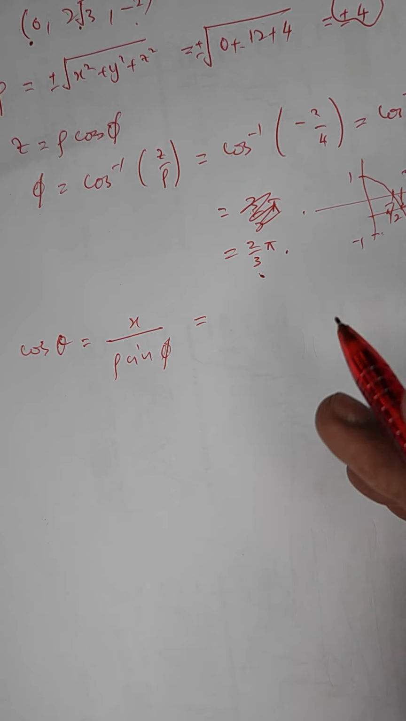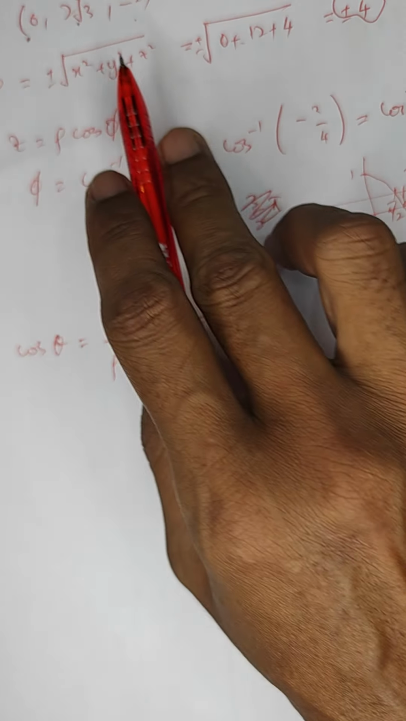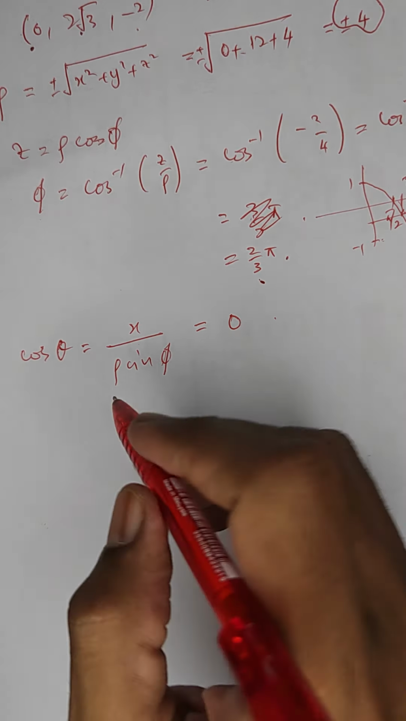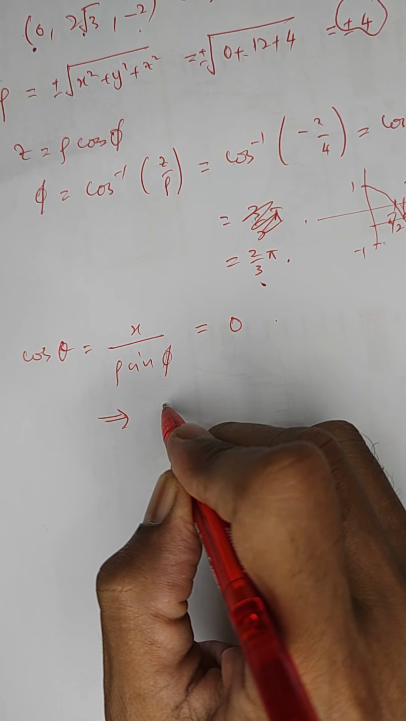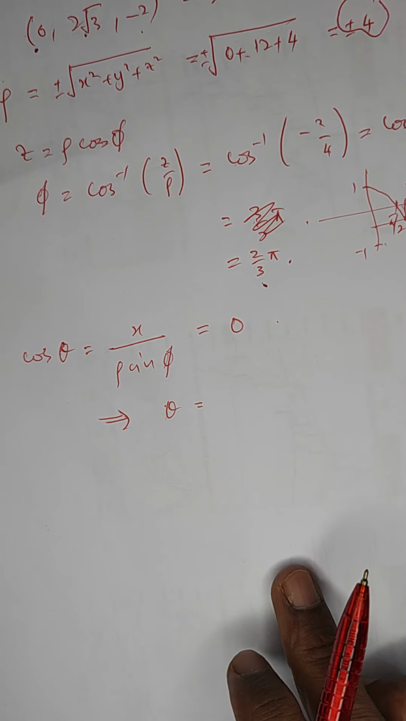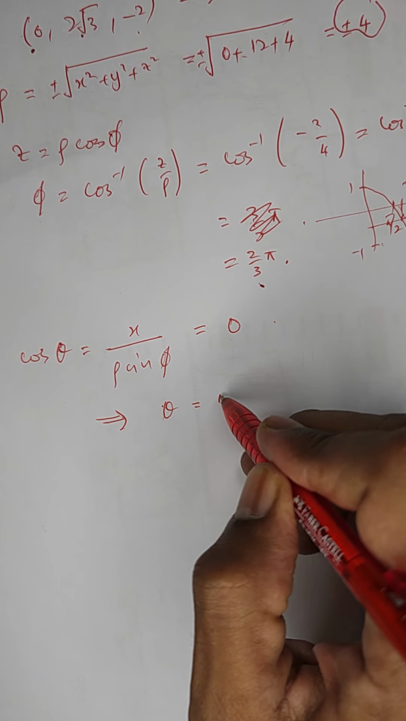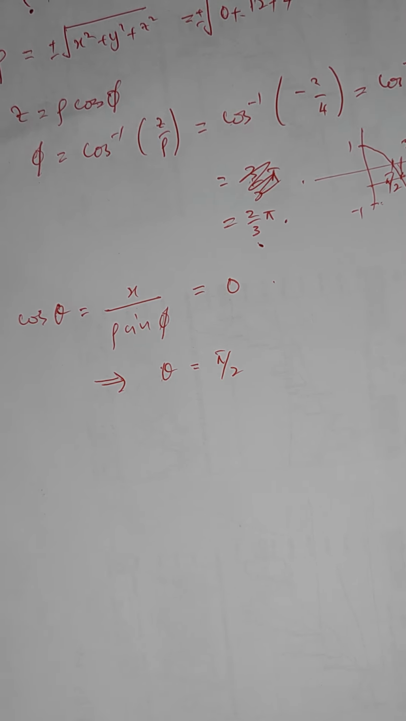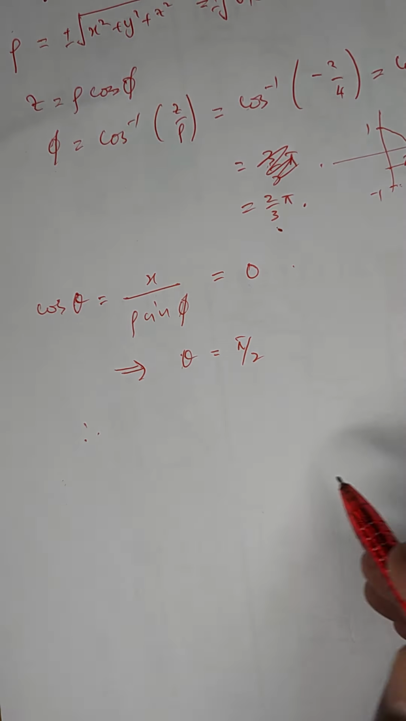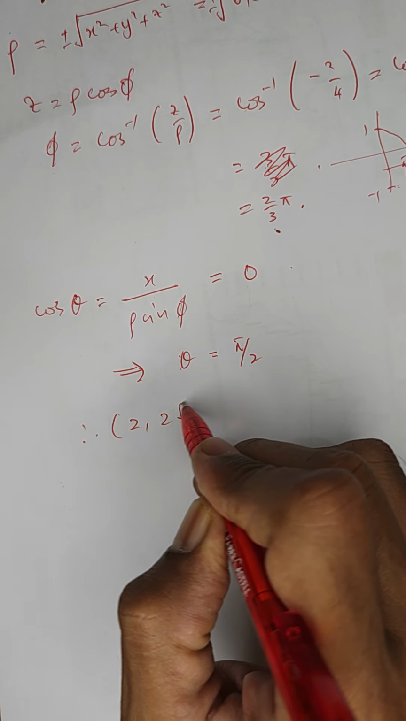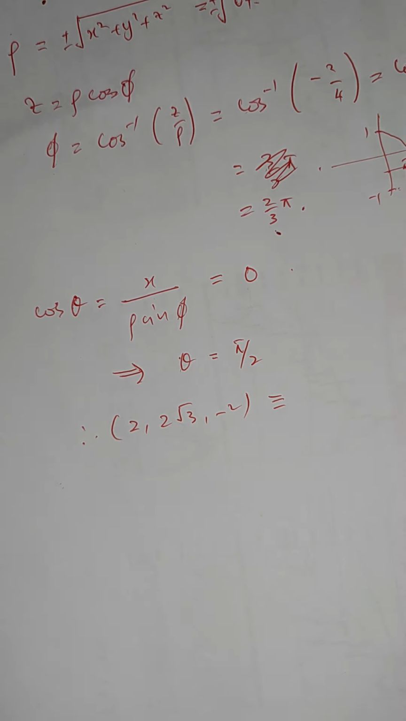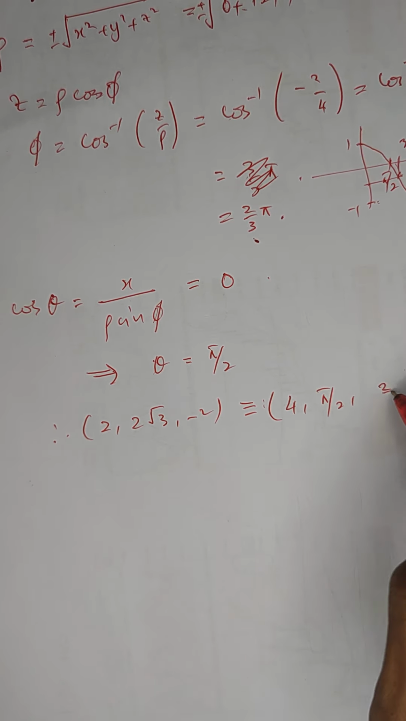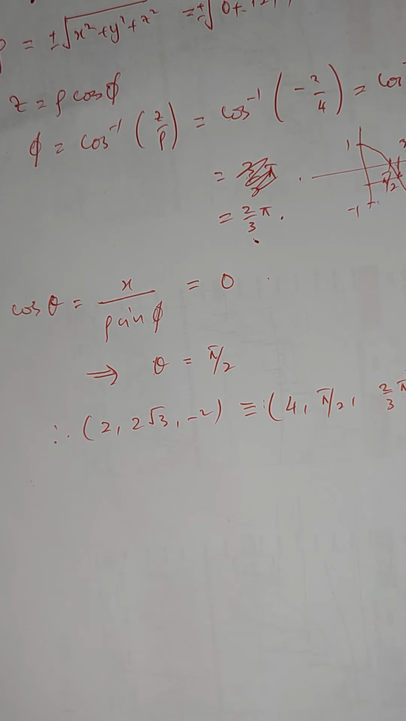So from here, cos theta gives you x. Our x is 0, so that gives you 0. So this gives us our theta is pi over 2. Okay, so therefore we have theta equals pi over 2 and phi equals 2 over 3 pi.